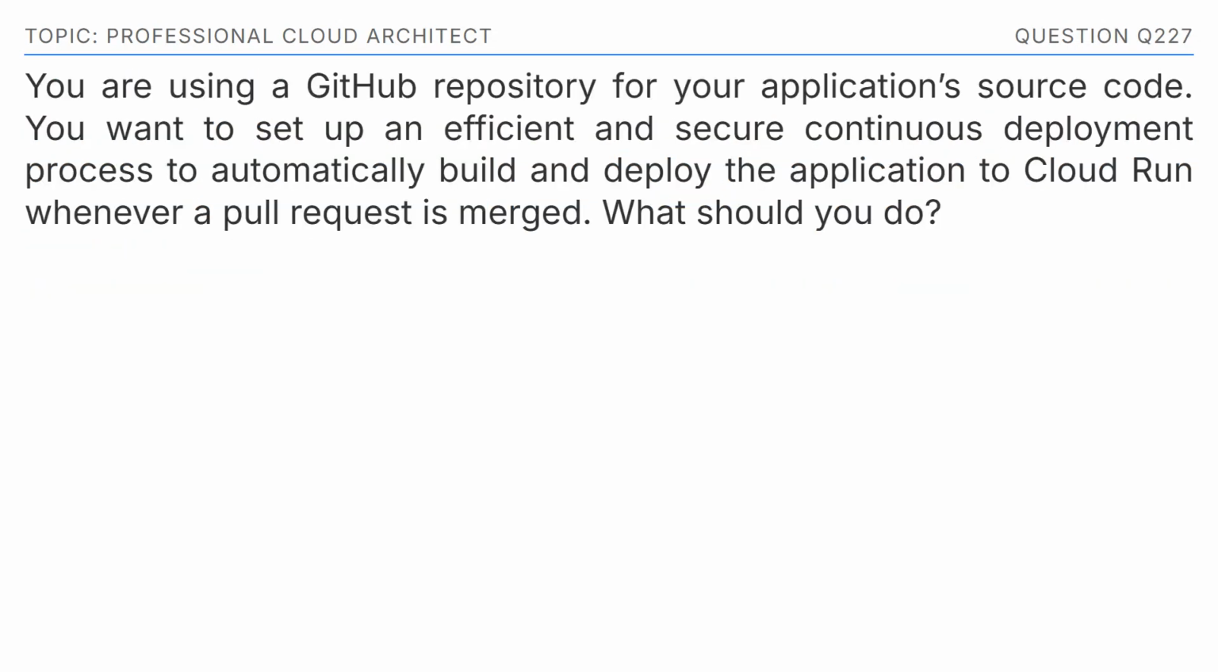You are using a GitHub repository for your application's source code. You want to set up an efficient and secure continuous deployment process to automatically build and deploy the application to Cloud Run whenever a pull request is merged. What should you do?